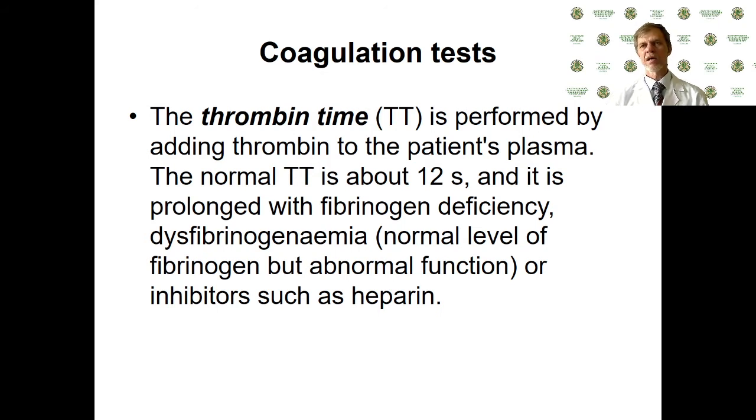So again, the idea is the following: what should thrombin do? Change fibrinogen to fibrin. And if we add thrombin and still have problems with coagulation, there is only one possible explanation. This is a problem with fibrinogen, because we have already added everything the patient needs for normal coagulation.